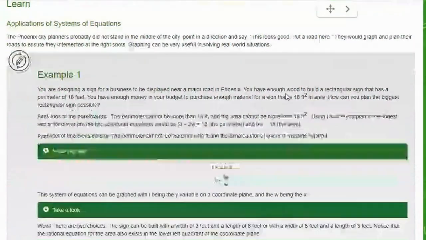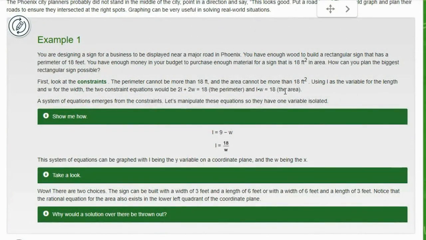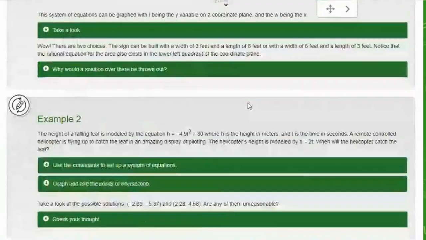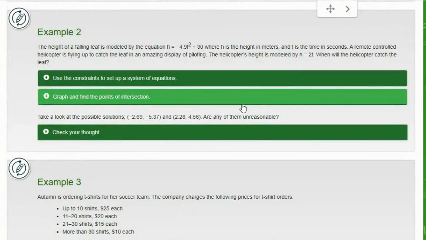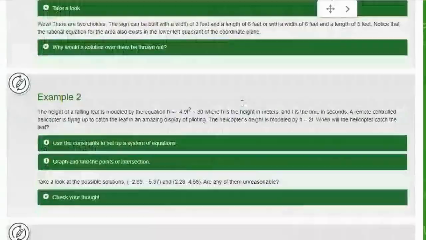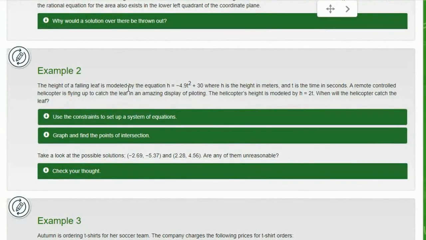All right, page 4. Applications. So this is putting it like a word problem. Like it says, the height of a falling leaf is modeled by this equation: H equals negative 4.9 t squared plus 30, where H is the height and T is the time. A remote control helicopter is trying to catch the leaf in an amazing display of piloting. The helicopter's height is H equals 2T. When will the helicopter catch the leaf?